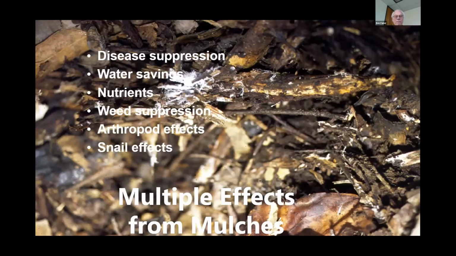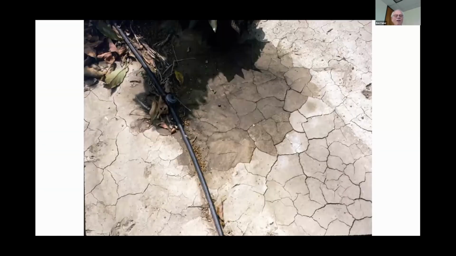So when you're applying mulches, you're looking at a whole lot of different impacts on that orchard system. You're looking at disease suppression, water savings, nutrients applied, and weed suppression. You're having some impacts on arthropods. In the case of avocado thrips, you see an impact on reduction of thrips. You see snail effects. You see all kinds of things, and some of these are almost immediate.